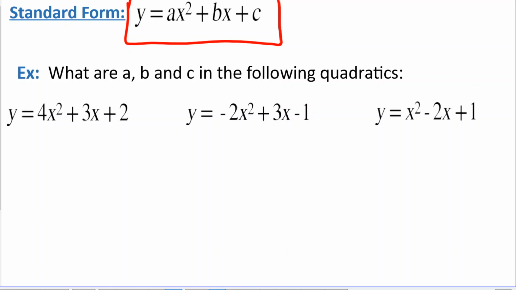So in this first one, A is 4. A is that coefficient in front of our x squared term. We can try and trick you by moving things around, but A is always attached to the x squared term. B is that thing in front of x, so our B value here is 3. And then C is our constant term. There's no x at all, and so our C sits on the end there. Our C here is 2.